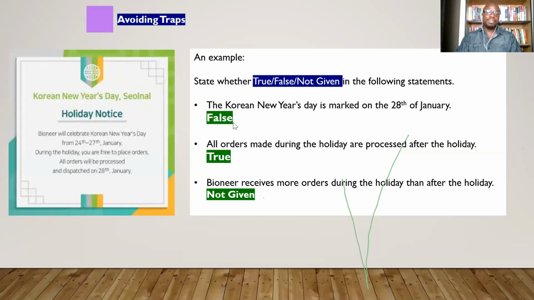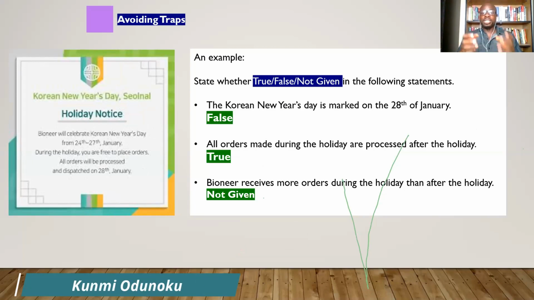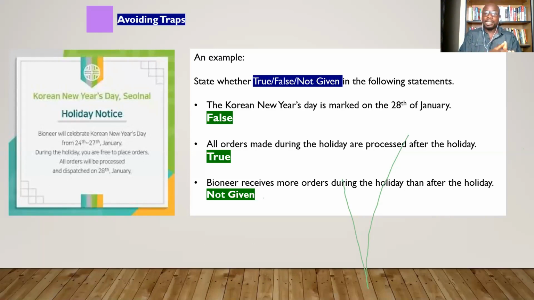Now, from the text given to you, this is false, because if you read the text, it states that Korea's New Year's Day is celebrated. Now, if you see what they've done here, they have paraphrased the word, or used a different word, a synonym. So instead of saying celebrated, they have used the word marked. So these are synonyms. Marked is the same as celebrating.